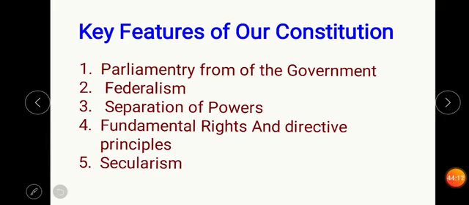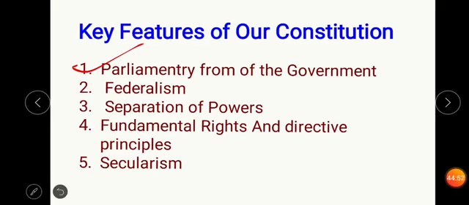If we start experimenting, it will take too much time to frame anything. So it was the motto of the constitution makers that whatever is experimented by other countries, we can borrow from there and implement here for the purpose of framing our constitution. So first and foremost key feature is the parliamentary form of government. India adopted the parliamentary form of government from the British Constitution.